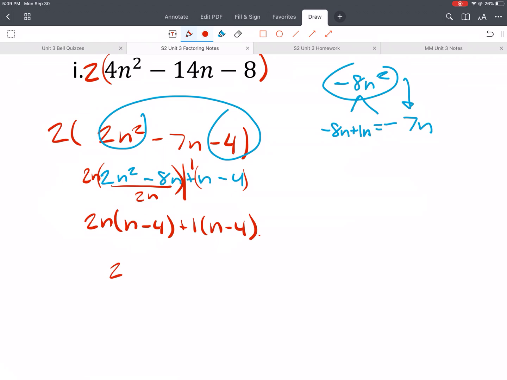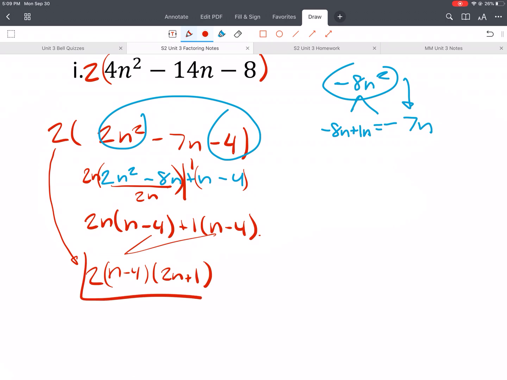These are the same, so we'll factor that out, n minus 4. And then 2n plus 1. And then we have our GCF. Don't forget that. And we'd be done.